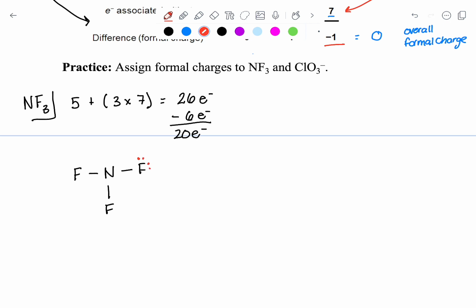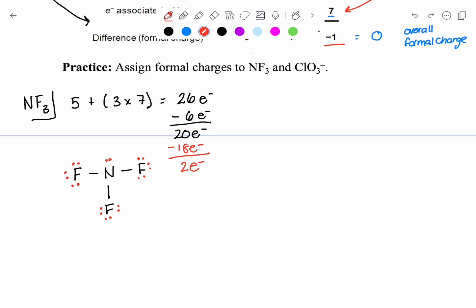1, 2, 3, 4, 5, 6, 7, 8, 9, 10, 11, 12, 13, 14, 15, 16, 17, 18. So I used 18 electrons to complete my octet for all of my fluorines, which means I have 2 electrons left. Those 2 electrons are going to go on my nitrogen so that we can complete its octet. Before I added those lone pairs, it only had 6 electrons around it. It needed 2 more, so those 2 electrons were happy to go on that nitrogen to complete its octet. So that's our structure for our NF3.